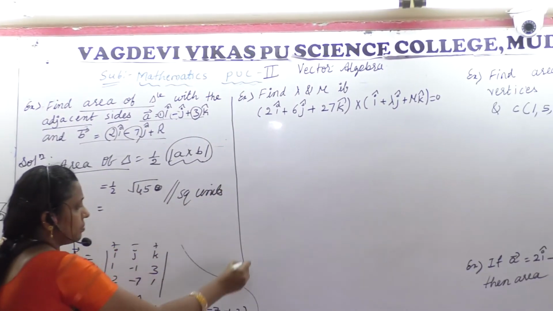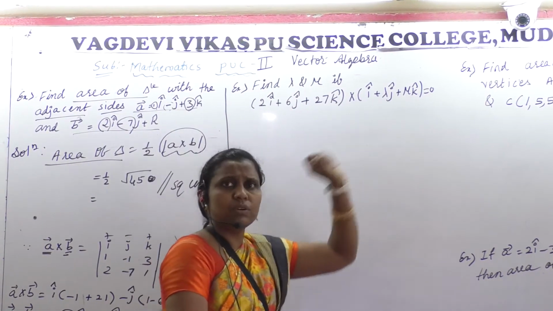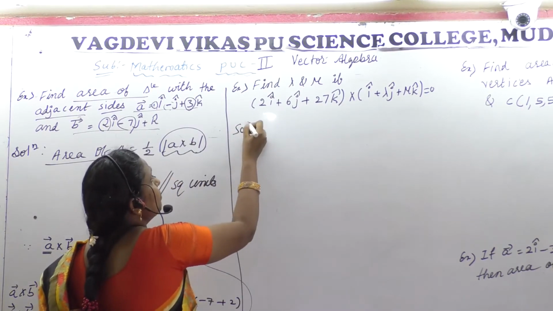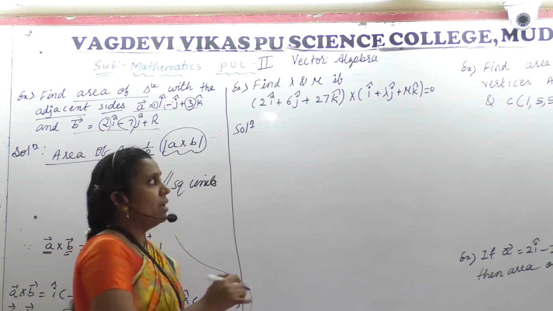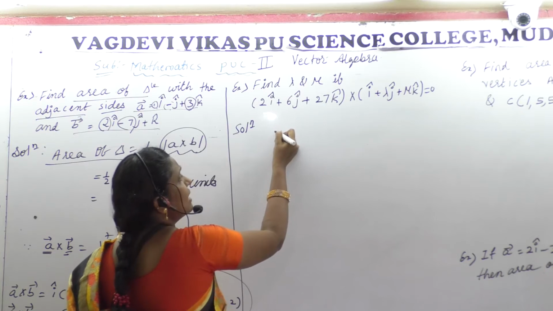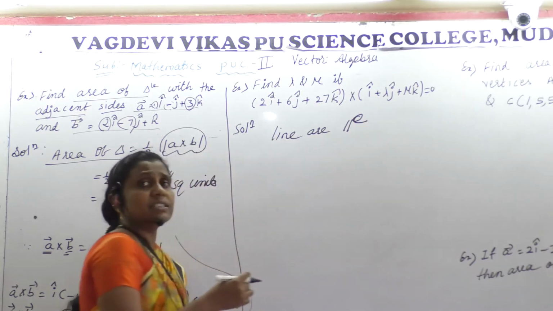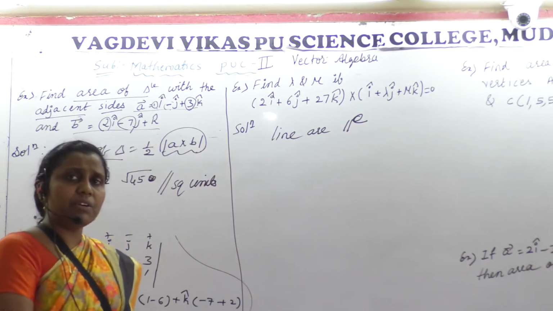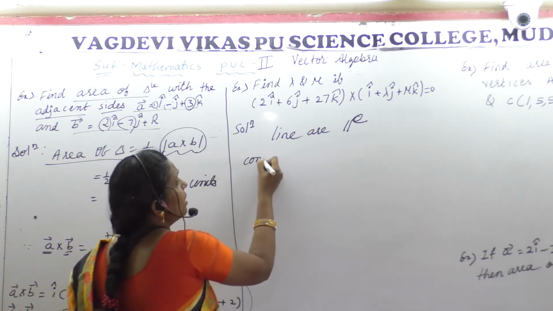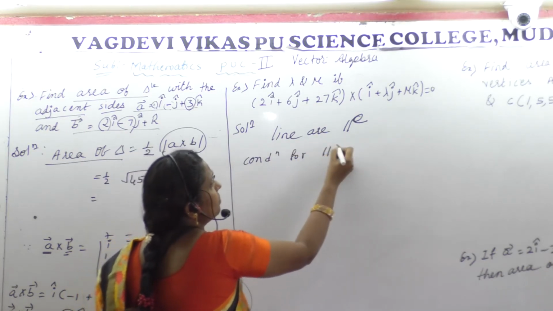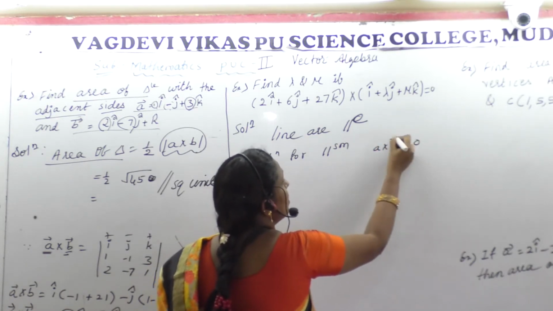Next is finding lambda and mu if this cross product is equal to 0. We have seen in the previous class, the cross product will be 0 if the angle is 0 degrees, which means the lines are parallel. I told you, the condition for parallelism is that the cross product must be 0, and the condition for perpendicularity is that the dot product must be 0. So do you remember the condition for parallelism? Cross product must be 0. A cross B is equal to 0.